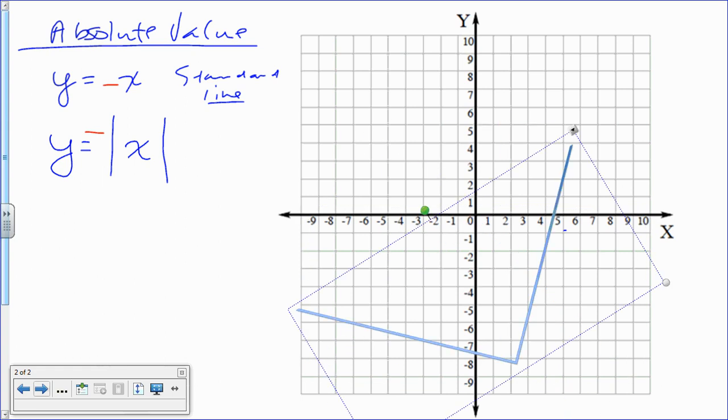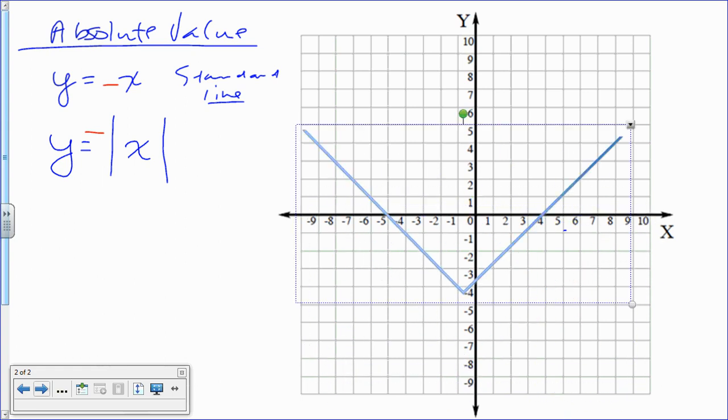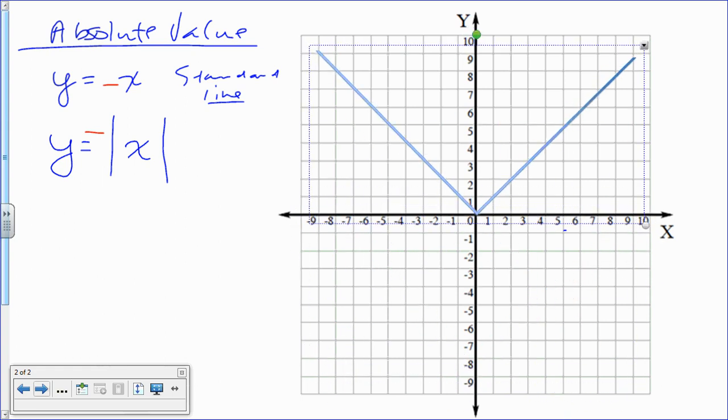Let's flip it back up. What would my slope be? I'm going up 1 square over 1, right? Up 1, right 1, up 1, right 1, up 1, right 1. So my slope is going to be what? 1 over 1, like so.